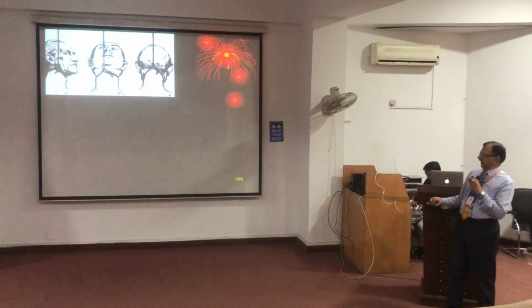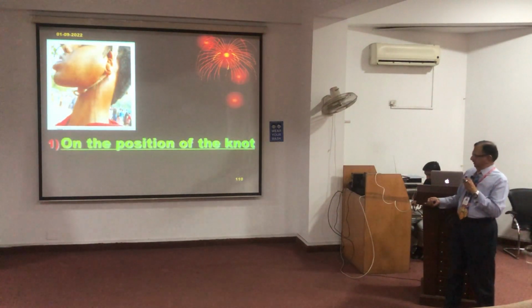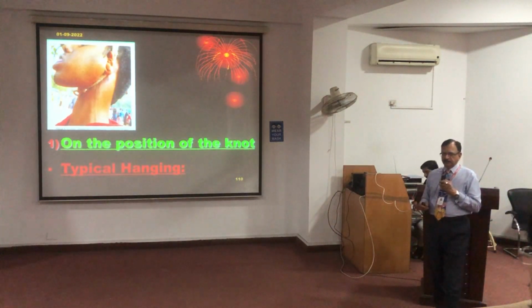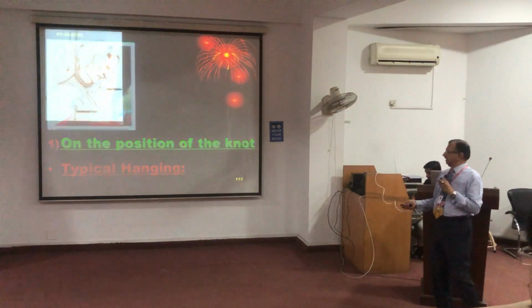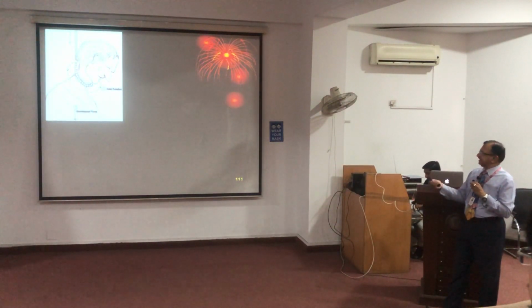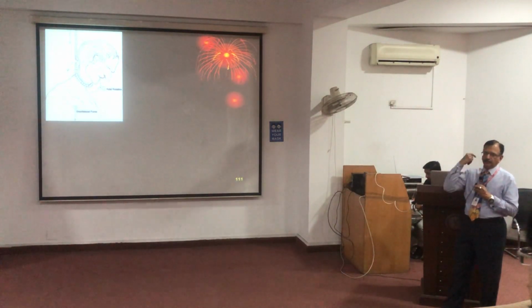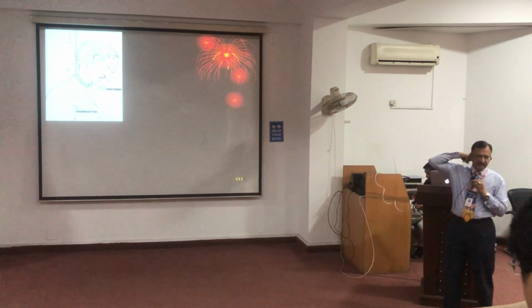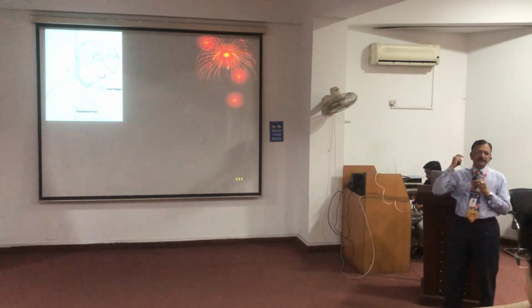And when we say typical hanging, it means that the knot is at the nape of the neck. The rope has been tied such that the knot is at the nape of the neck. This is typical hanging.